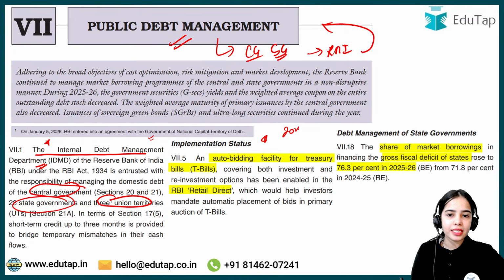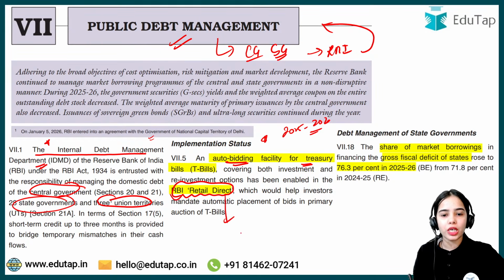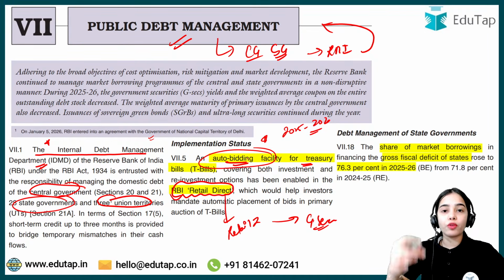What is the change that has happened in 2025-26? Basically, an auto bidding facility for the T-bills was introduced in the RBI Retail Direct platform, through which retail investors can directly invest in government securities. So the auto bidding facility was provided especially for the treasury bills.